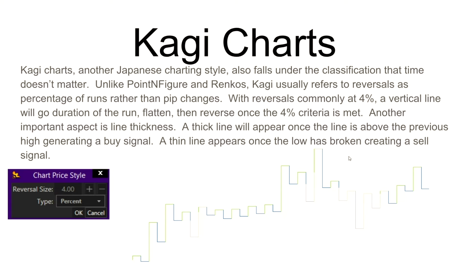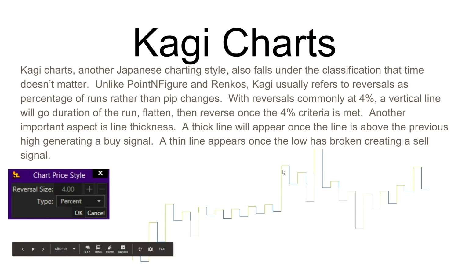The third chart type which we'll discuss is the Kagi charts. Kagi charts is another Japanese chart which does not follow any time amount or anything like that. What we really look for with the Kagi charts is a reversal size. And so each of these lines will be a continuation of however many pips. And then once we reverse a certain amount, either a percent or number of pips, then we'll go ahead and shift direction.